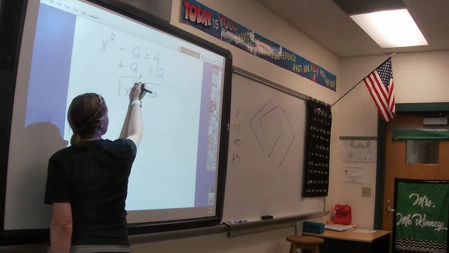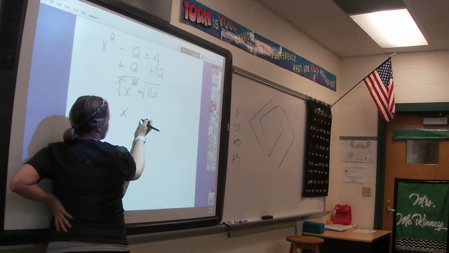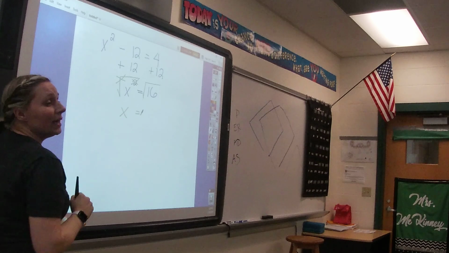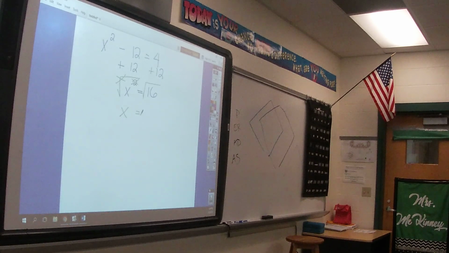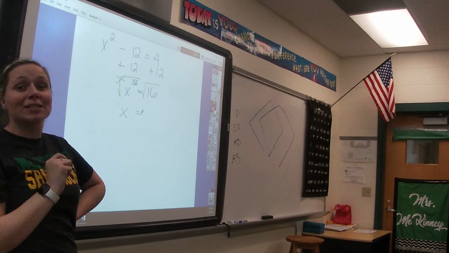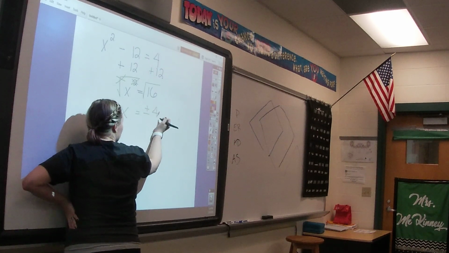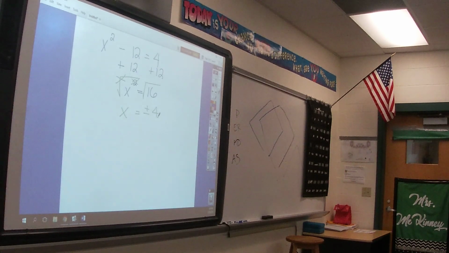So we said the exponent of 2 and the square root will undo each other. What is the square root of 16? Positive 4, negative 4. Plus or minus 4? You'll be really annoyed at me by the end of the unit for all the times I stop and wait for you to give me that plus or minus, because it comes up like every day.